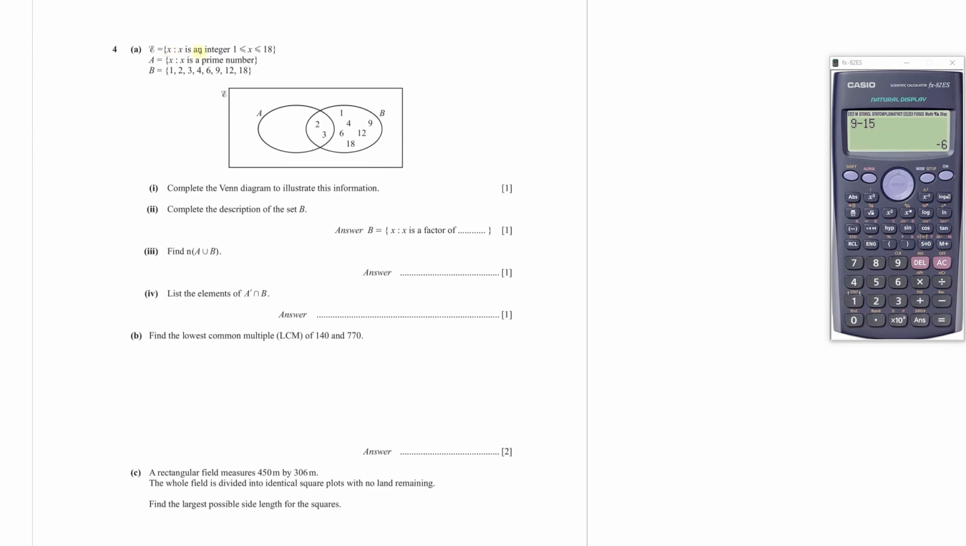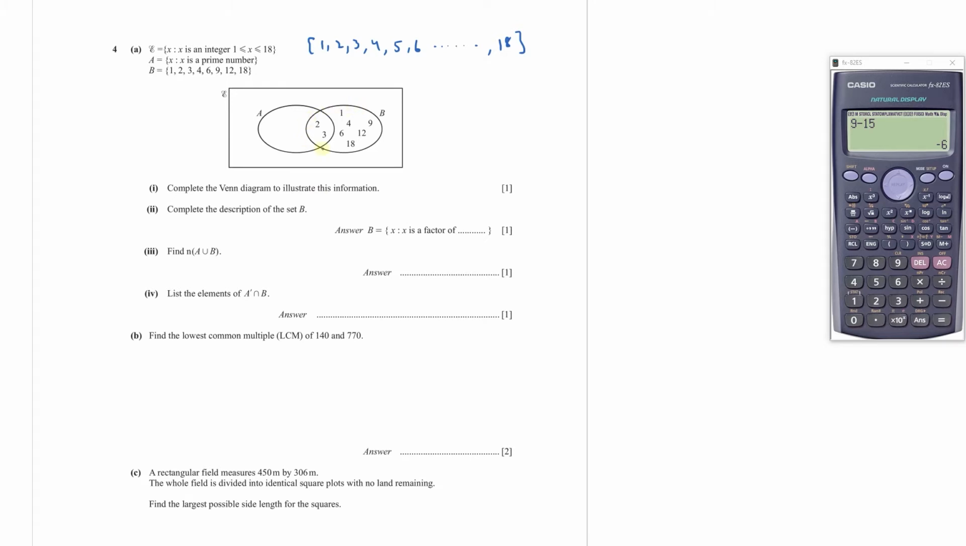Question 4 is, you have a universal set of x where x is an integer between 1 and 18. So including 1 and 18, because this is greater than or equal to and less than or equal to. So this universal set is basically 1, 2, 3, 4, 5, 6, so every number up till 18. A is a set of prime numbers and B is a set of these numbers which are given. So part 1 is complete the Venn diagram to illustrate this information.